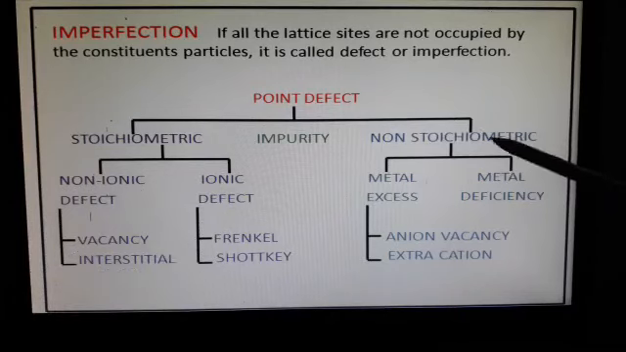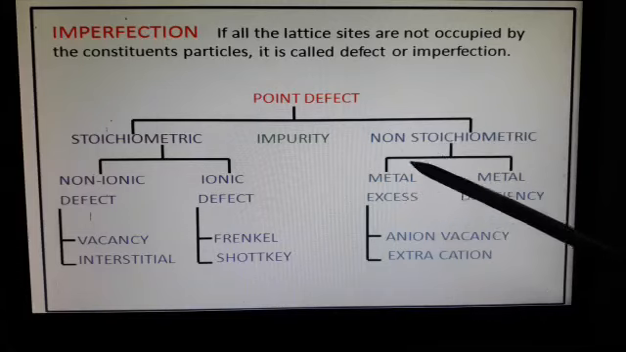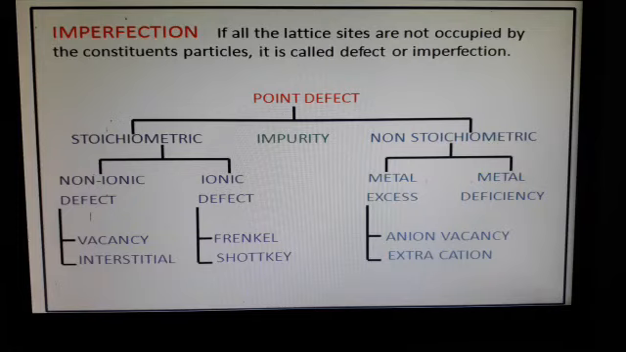In non-stoichiometric, the important point is the F center. Again, I am repeating, a very, very important line: that is F center. Okay, got it?